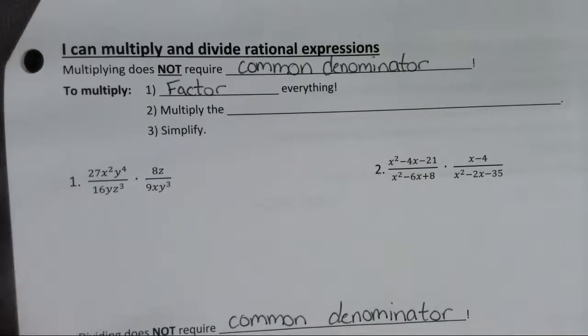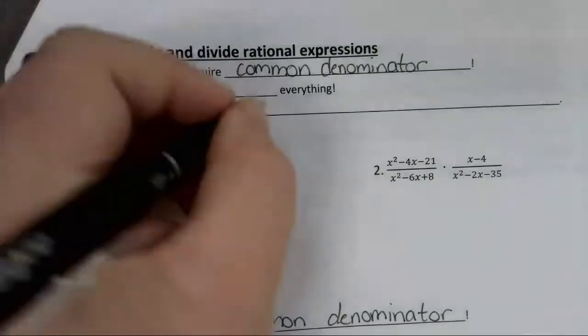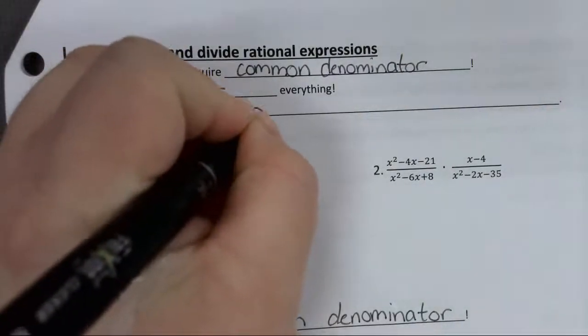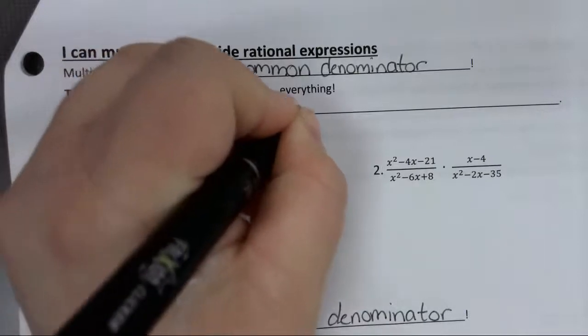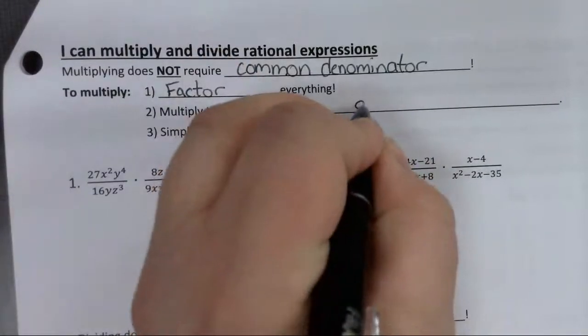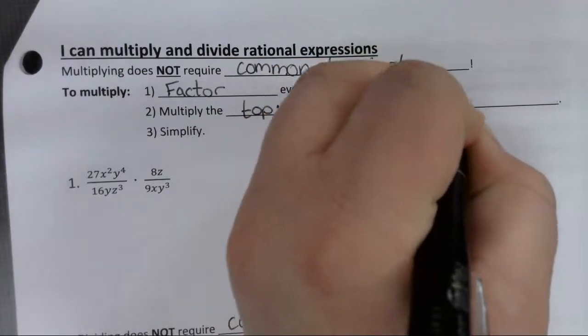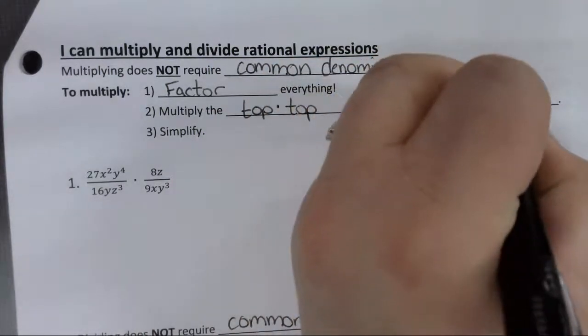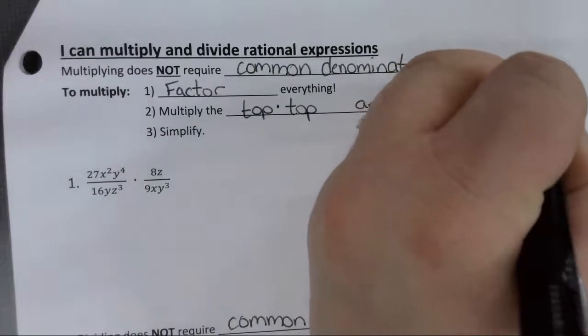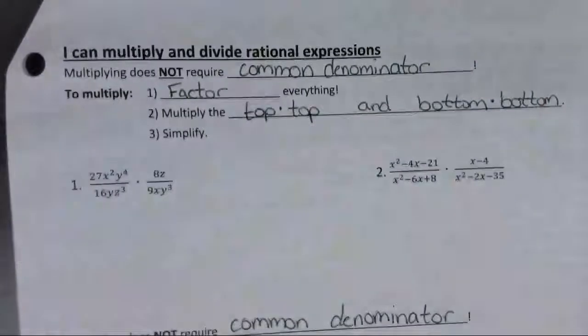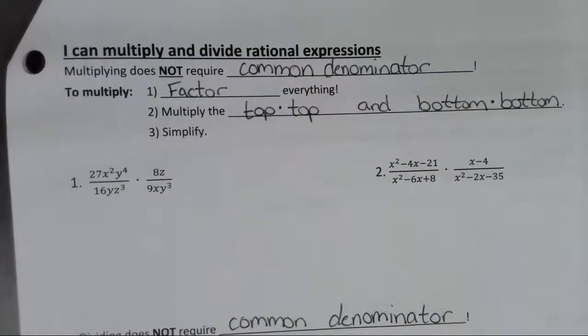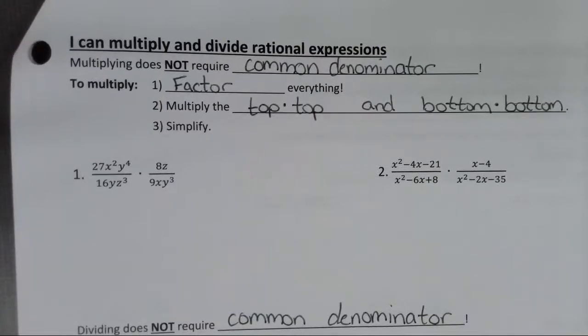Multiplying fractions, that's no problem. Top times the top and the bottom times the bottom. So once you've factored everything, you're going to multiply the top or numerator times the top and the bottom times the bottom. And then you're going to simplify just like we did in the previous lesson.